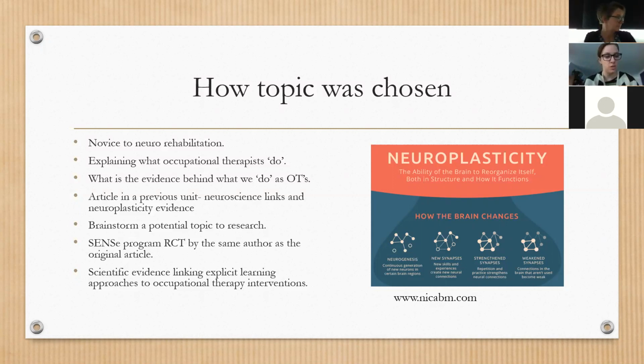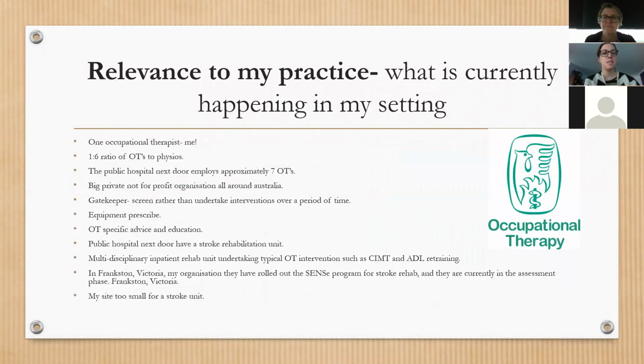I reread the original article and looked at the references, and I found the SENSE program RCT by the same author as the original article, and thought that was probably a good place to start. I also read up on neuroscience literature to find out about neuroplasticity and how and why it occurred. It was like joining up a dot-to-dot puzzle that finally produced a picture of scientific evidence linking explicit learning approaches to occupational therapy interventions. Interestingly, explicit learning instruction techniques, such as when teaching reading, for example phonetic instruction, have been used in teaching children new skills with great success for years because of the radical changes it produces in the child's brain.